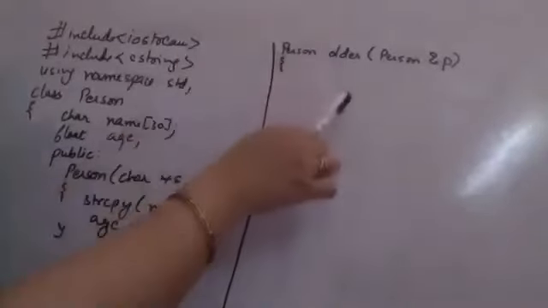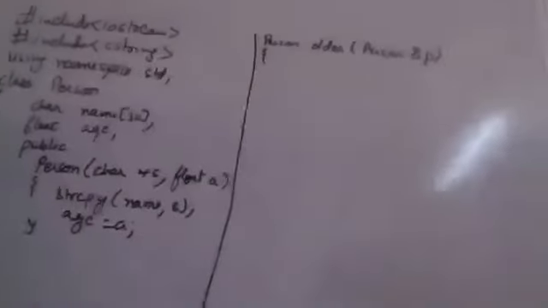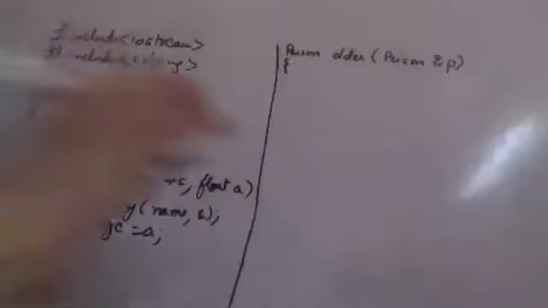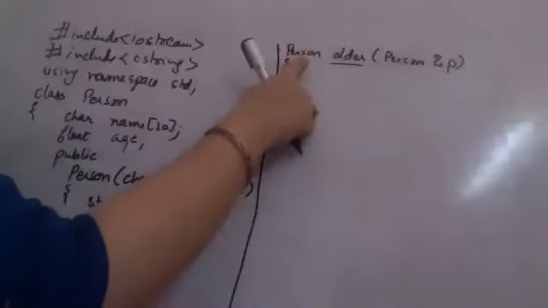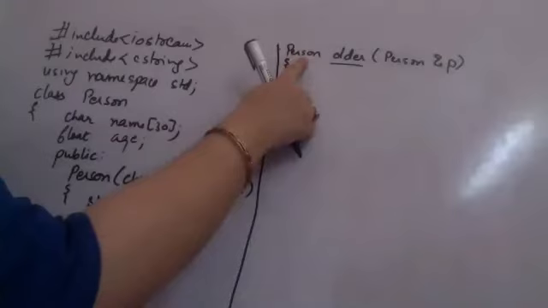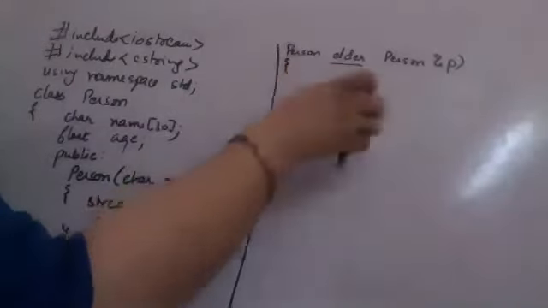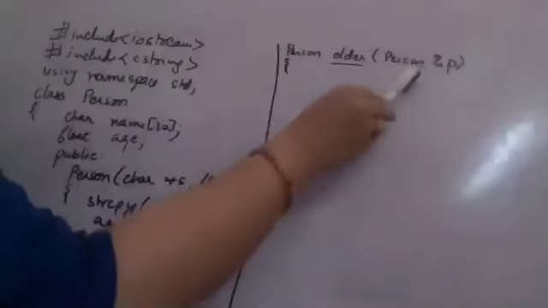Now to find out which is the older of the two, I am trying to create a function older. This is my function name, older. It is going to return an object of type the class person. Which person is older in age, that will be returned, and it is taking person as a parameter.